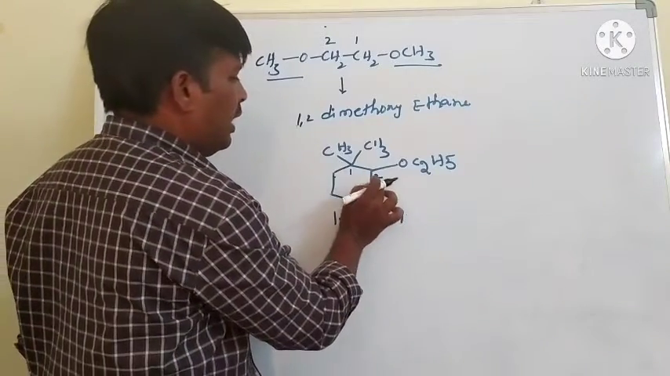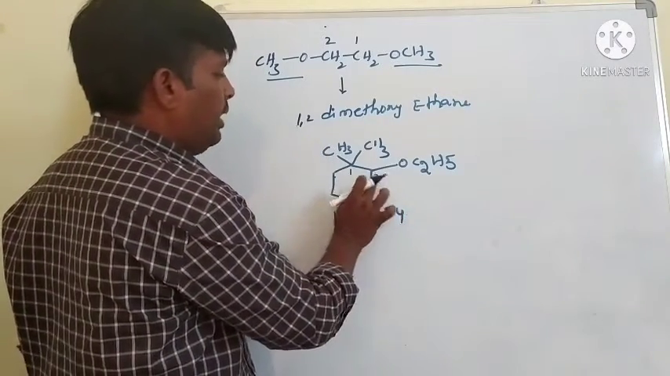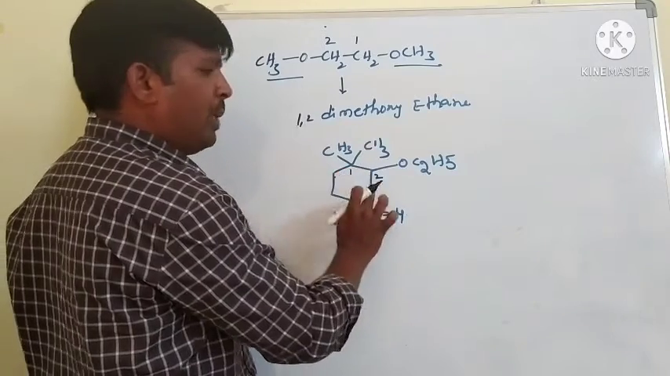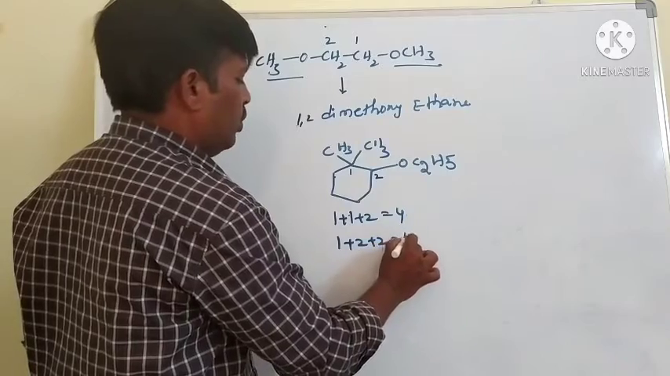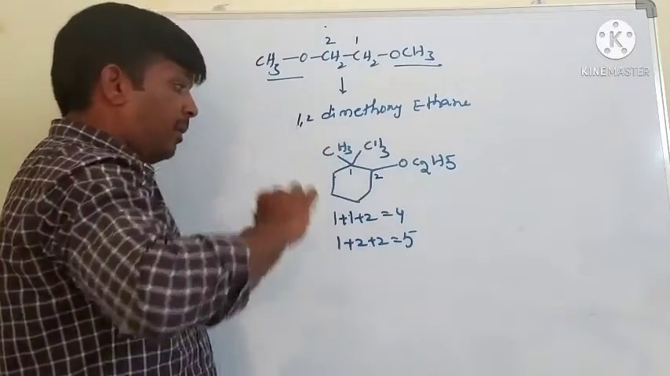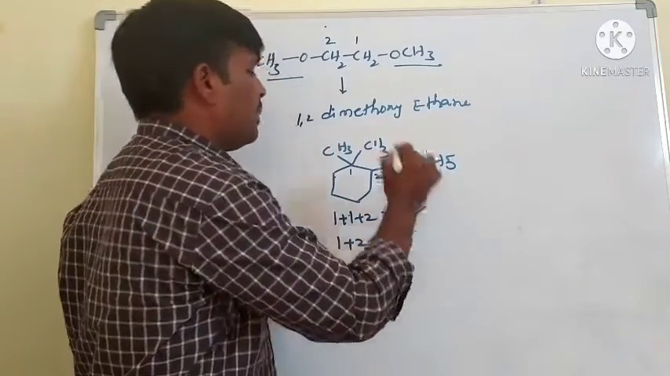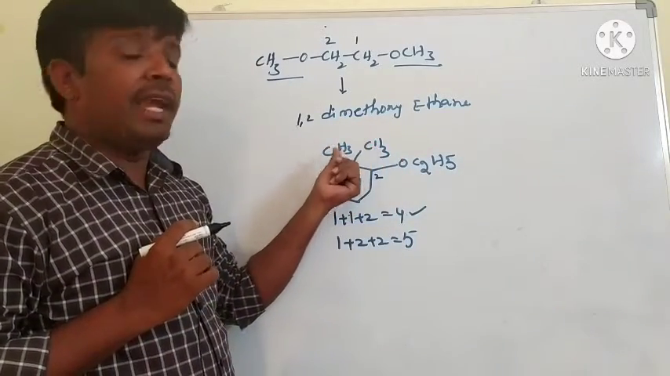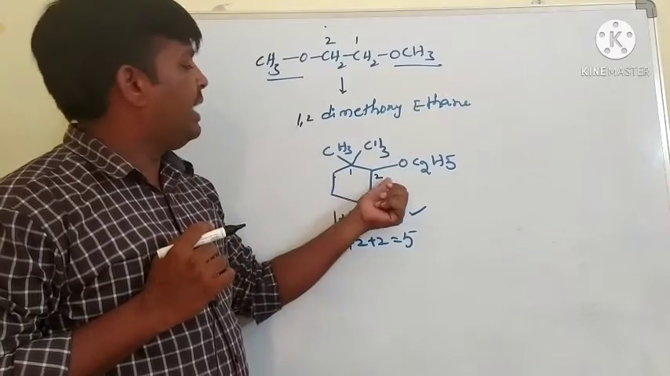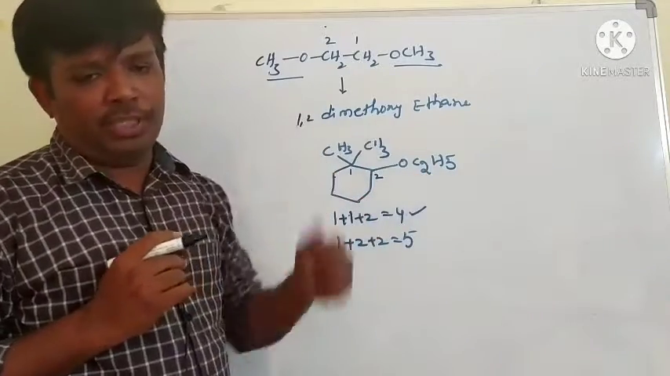In the case of left to right numbering, what happened? 1, 2, 2. 1 plus 2 plus 2 is equal to 5. Which one is correct? Therefore, the first one is correct. The methyl substituent at the first position is correct, and then the second position is OC2H5.